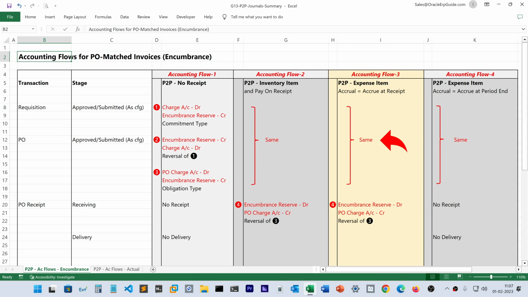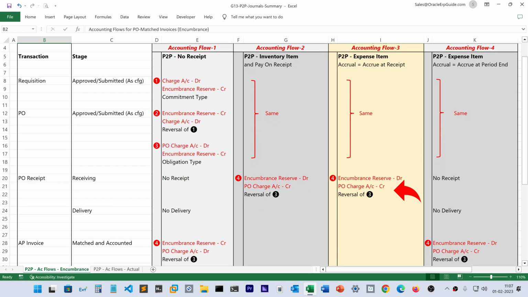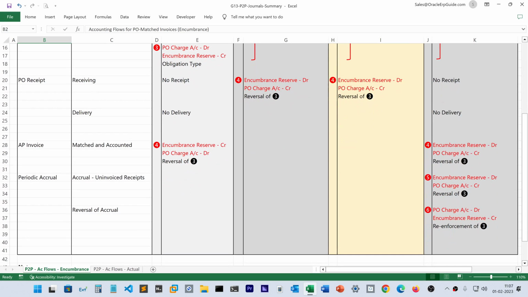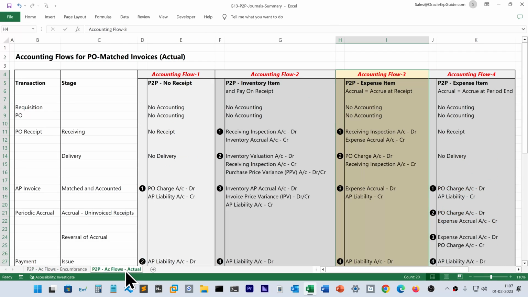The encumbrance accounting for requisition and PO remains the same here. At the time of PO receipt, the receiving part, the encumbrance is reversed for the PO, which is again the same as the accounting flow 2. So at this stage, there is no encumbrance left for this transaction in the system. So below this, it is all blank. Let us move on to actual. Requisition and PO, they never have the actual accounting. So actual accounting takes place when we do the PO expense item receipt.